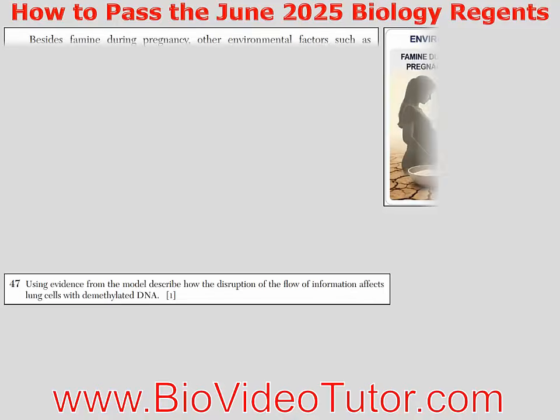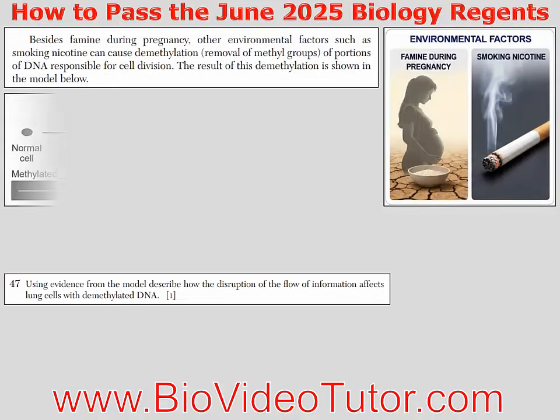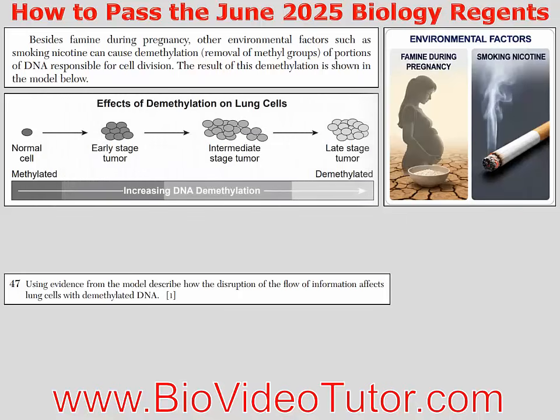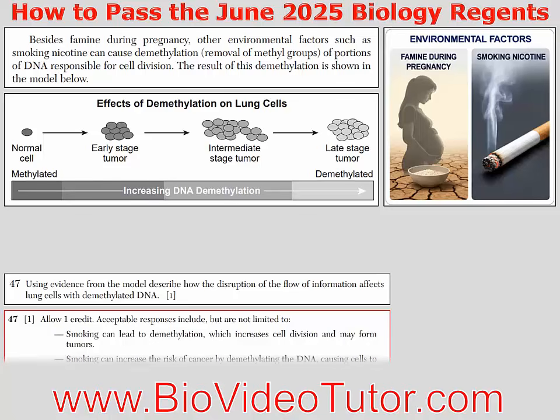Besides famine during pregnancy, other environmental factors, such as smoking nicotine, can cause demethylation of portions of DNA responsible for cell division. Therefore, it is safe to say that smoking can lead to demethylation, which increases cell division and may form tumors.